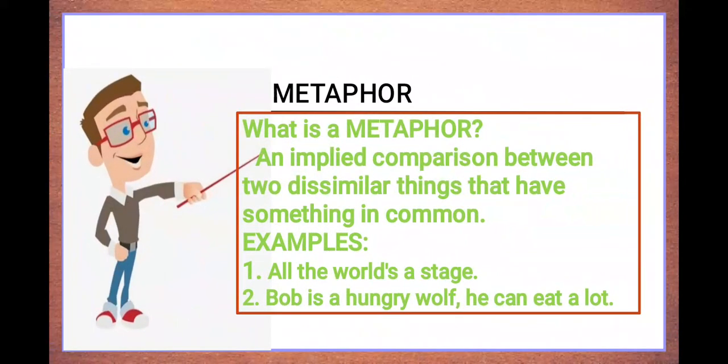Metaphor. So, what is a metaphor? An implied comparison between two dissimilar things that have something in common. For example, all the world is a stage. Bob is a hungry wolf. He can eat a lot.